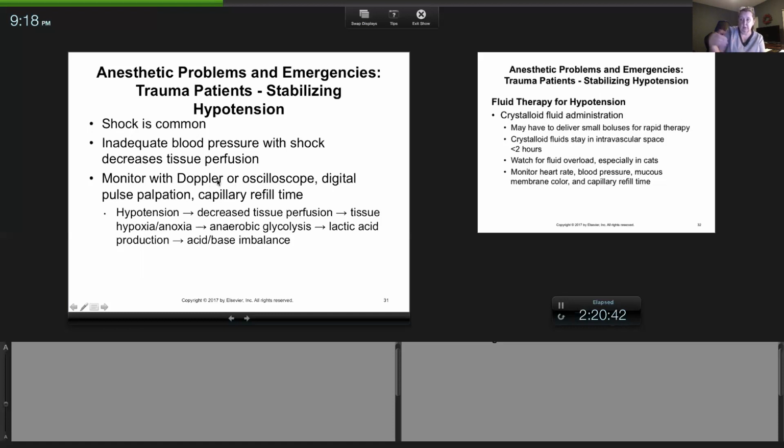You might use digital palpation, feeling a pulse, but most of the time a doctor is going to want an actual number. So here is the consequence that I want everybody to understand. When you have low blood pressure, you don't have tissue perfusion. When you don't get oxygen to the tissues, you get tissue hypoxia or anoxia, which means no oxygen. Then it causes something called anaerobic glycolysis. That is breaking down of the stored glycogen in the tissues without using oxygen. So that's why it's called anaerobic glycolysis.